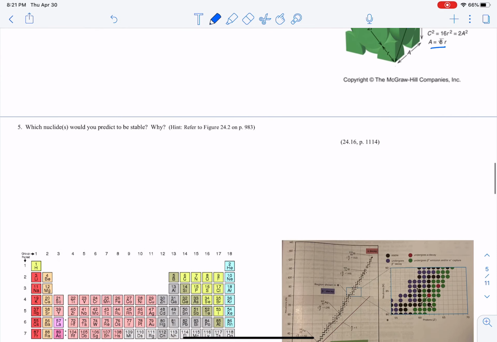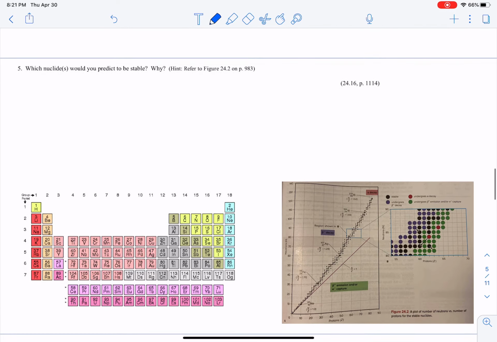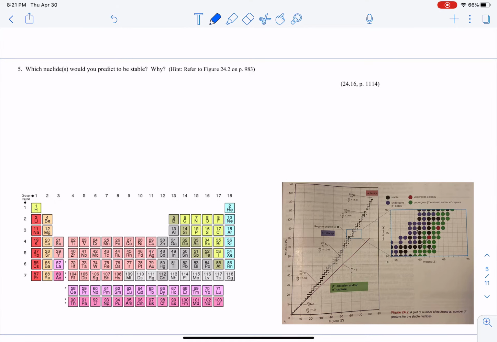Moving to the next element, and oh, I think the questions are missing. I will write down the questions. So the first part A is oxygen 20, 8; B is cobalt 59, 27; and the third part is lithium 9, 3. What we need to do is find which nuclide you would predict to be stable and why. You can refer to this chart here on page number 1114, and try to understand which one would be stable and which would not be.